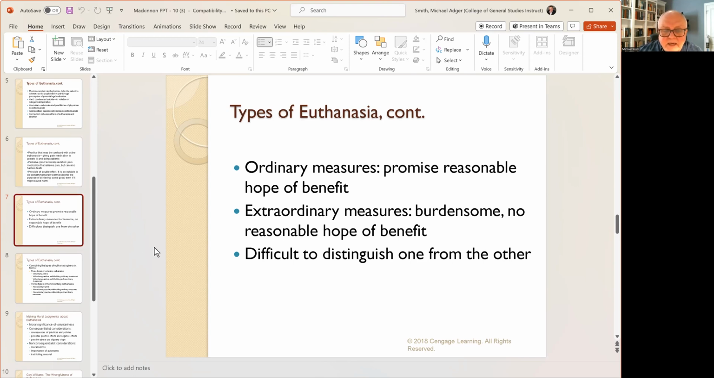In euthanasia, we consider things like the reasonable measures. Is there any promise of hope of benefit? Does the person have a chance of surviving? Extraordinary measures can be burdensome. They're against the hope of benefit. And then you have to distinguish one from the other. That's one of the problems that you as a nurse and me as a pastor kind of find ourselves in. We're there with the family, but we don't need to be making that decision for them.